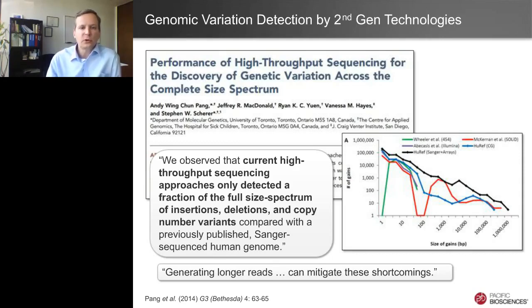So the authors observed that high-throughput sequencing approaches only detected a fraction of the full size spectrum of insertions, deletions, and copy number variants compared with the previously published Sanger sequenced human genome, and they posit that generating longer reads can mitigate these shortcomings.